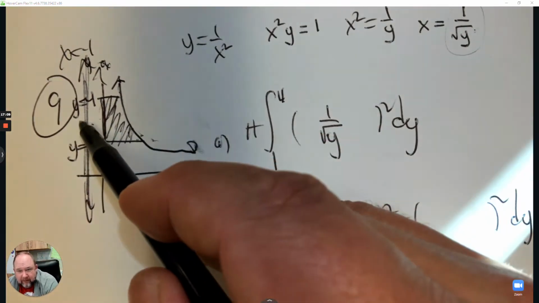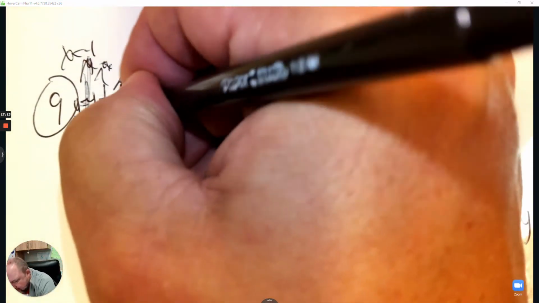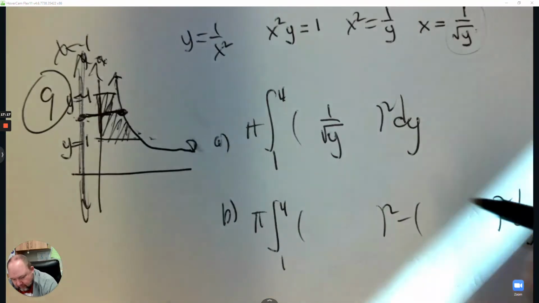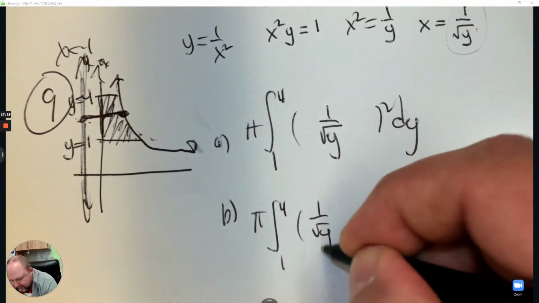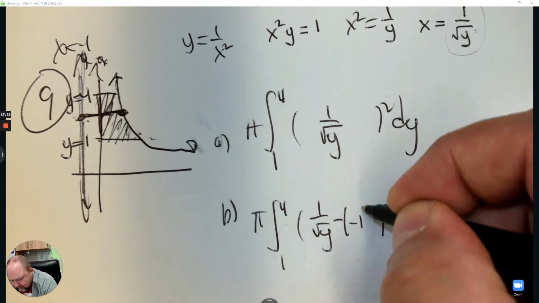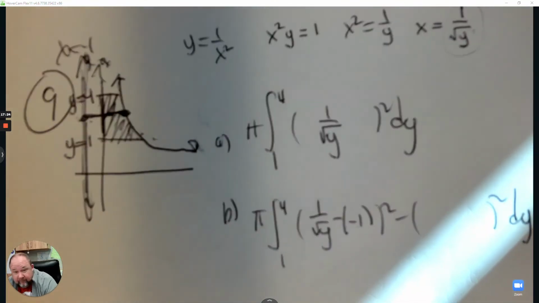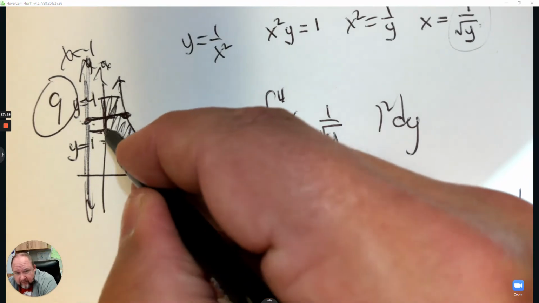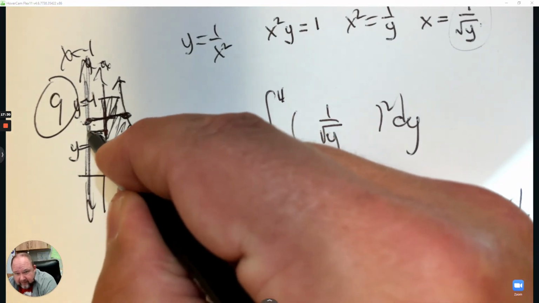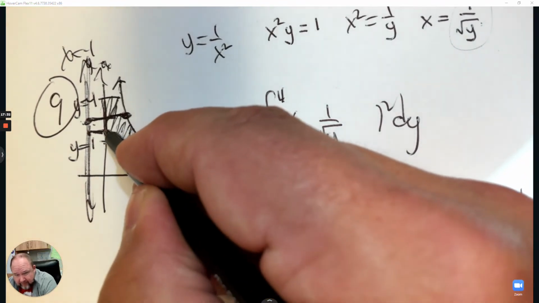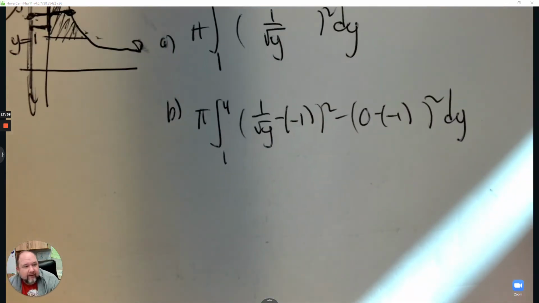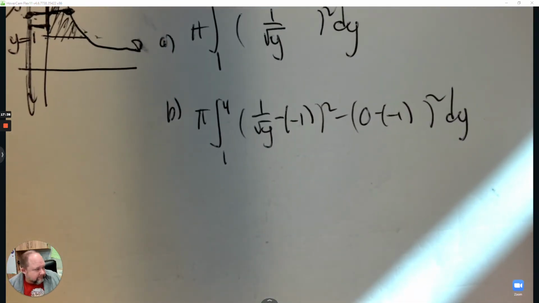So the big radius is the curve, and if you draw the big radius here, it's the right subtract the left. So that's the curve, which is 1 over root y, take away negative 1. And then the small radius is this right here, right subtract left. On the right is 0, subtract negative 1. That's just 1. And then there's the setup to find the volume.